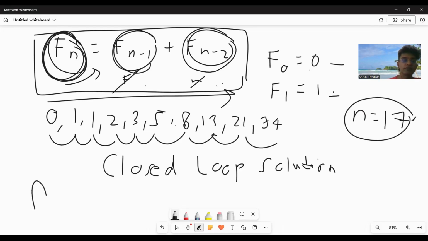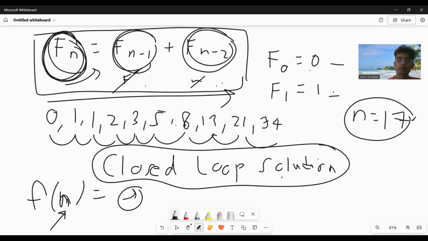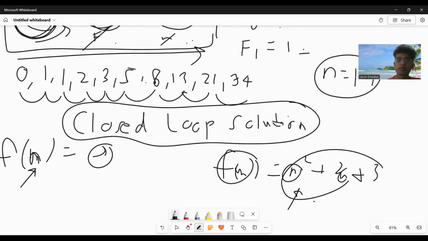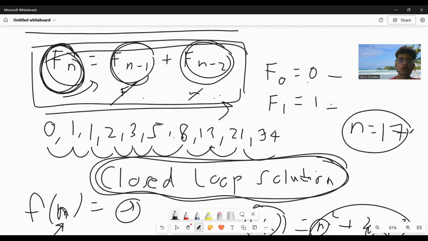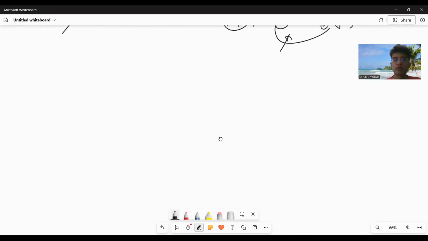We want to find a general F of n, a function of n, where if we substitute the value of n equal to 17, we directly get the value of that term. That's the expression we are trying to find out. That's called a closed form solution. Like, say, if F of n equals n squared plus 2n plus 3, then if you substitute the value of n over here, you directly get the value of F of n. That's what you are trying to find given a particular expression. That's called solving recurrence relations. Clear? So now, before going there, we just need to understand the types of recurrence relations.